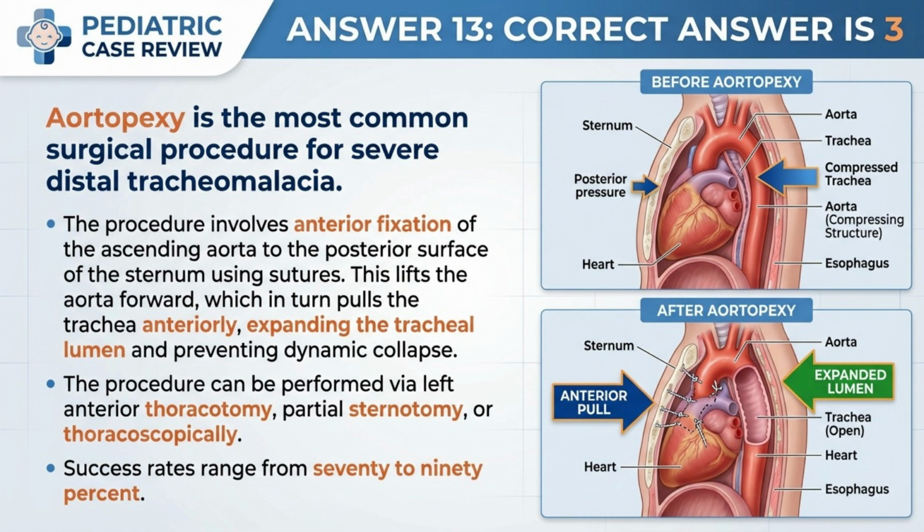As shown in the anatomical diagrams, aortopexy involves suturing the ascending aorta to the posterior surface of the sternum. This surgical elevation pulls the trachea anteriorly, expanding the tracheal lumen and effectively preventing dynamic expiratory collapse.